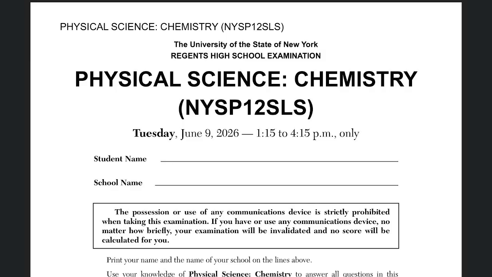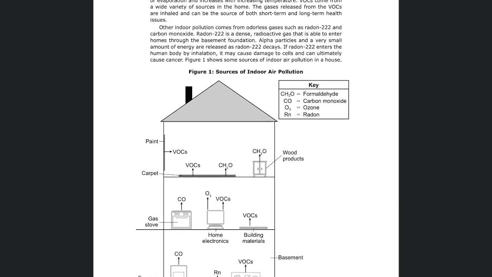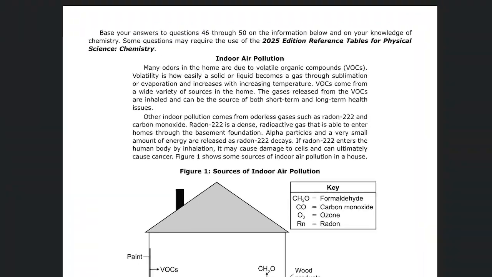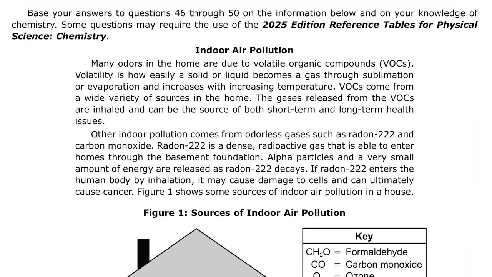Let's get started. This is a beefy cluster, and the first thing we want to do is read the passage for full understanding. So here we go. Many odors in the home are due to volatile organic compounds, also known as VOCs. Volatility is how easily a solid or liquid becomes a gas through sublimation, or evaporation, and increases with increasing temperature. VOCs come from a wide variety of sources in the home. The gases released from the VOCs are inhaled and can be the source of both short-term and long-term health issues.